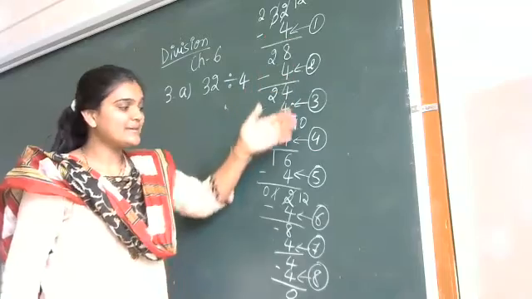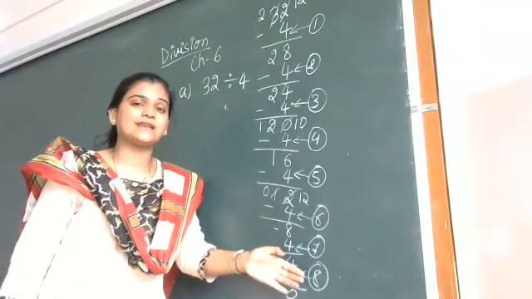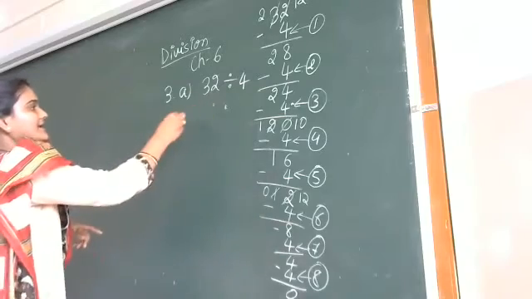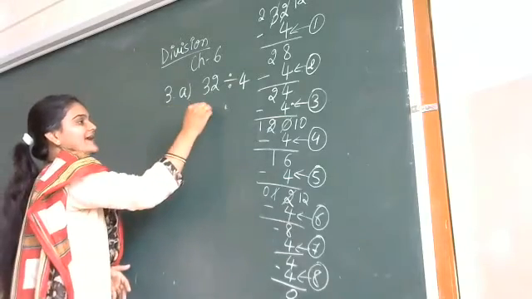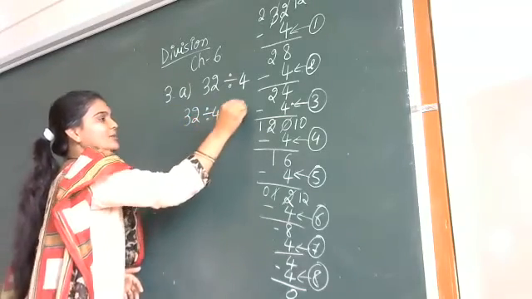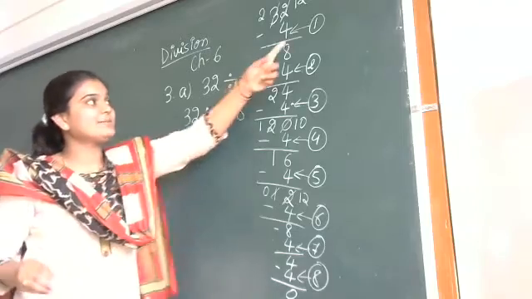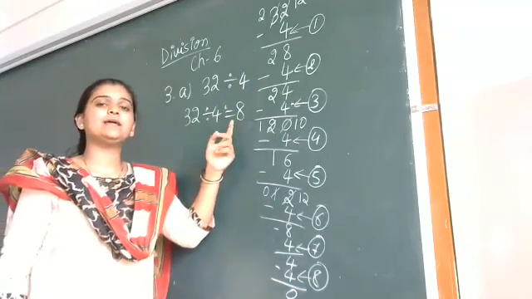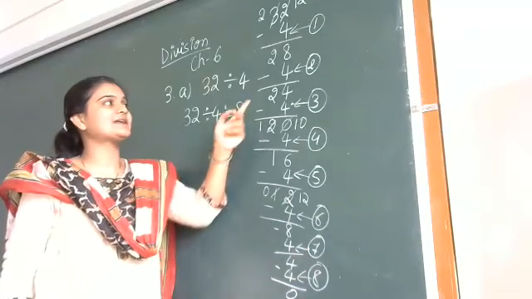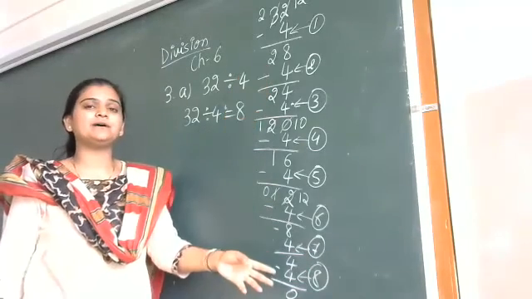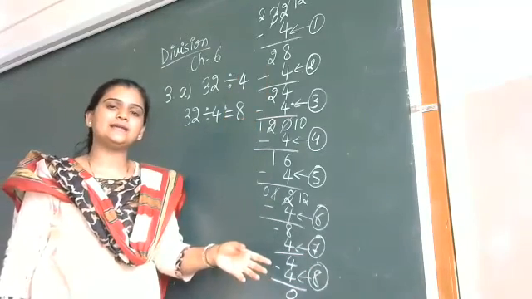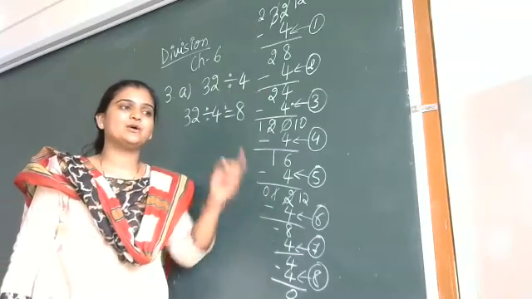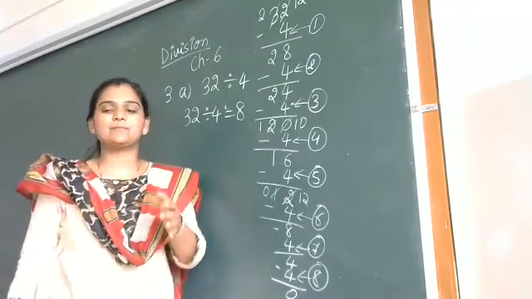Okay, so here the number of times that we have subtracted will be our quotient. So 32 divided by 4 is equal to 8. The number of times that we have subtracted is the quotient, that is the number 8. 8 times we have subtracted 4 from the number 32. Is it clear? This is called repeated subtraction.